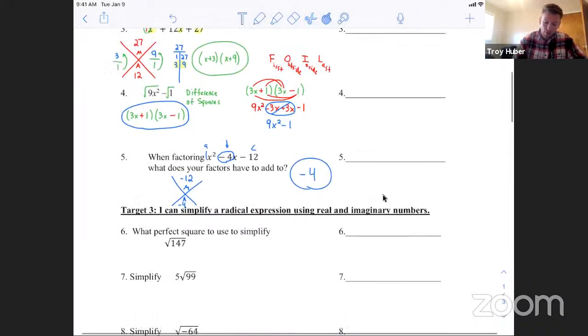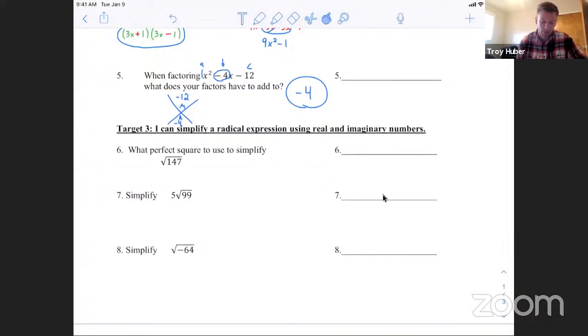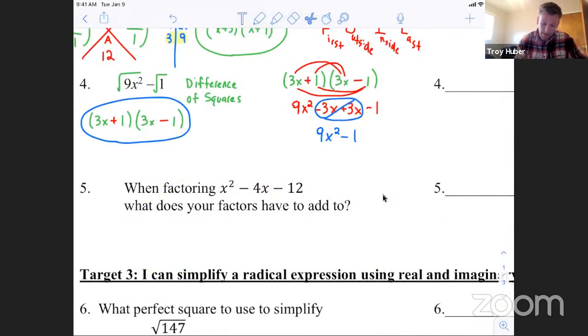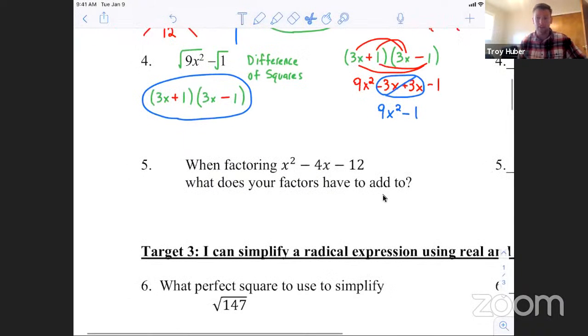Moving right along, we will move into target number 3. Target number 3 says I can simplify a radical expression using real and imaginary numbers. What I like to do for this is have a list of all of my perfect squares. So what's a perfect square? Well, a perfect square just goes to all of our numbers. Like 1 times 1 is 1, so that would be a perfect square. 2 times 2 is 4, so 4 is a perfect square.